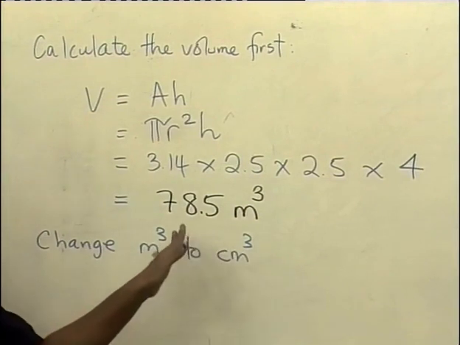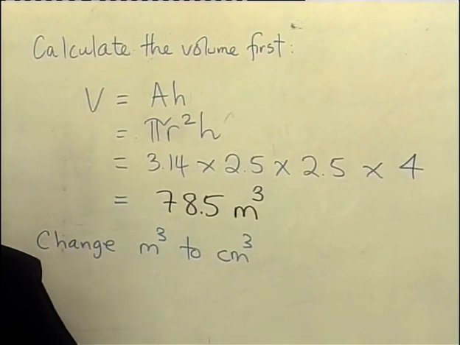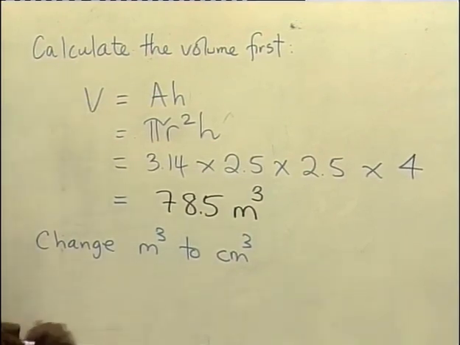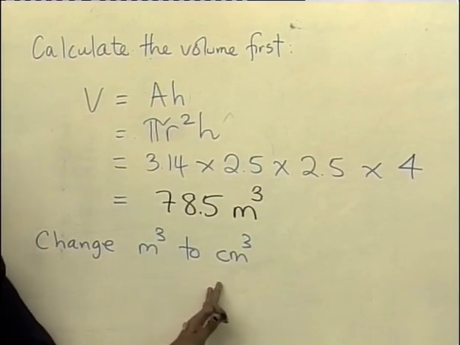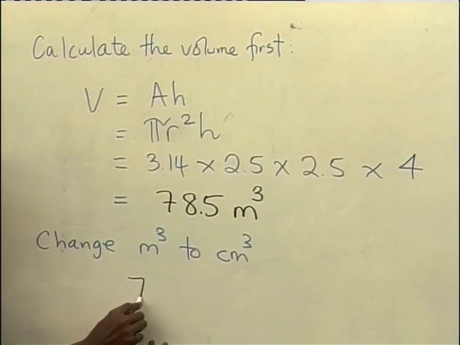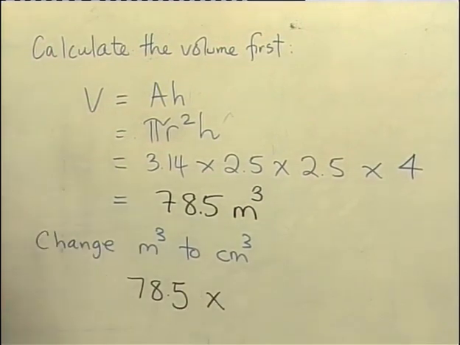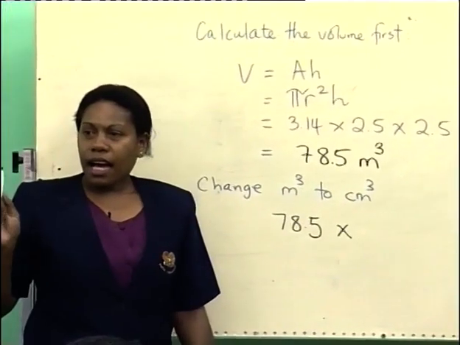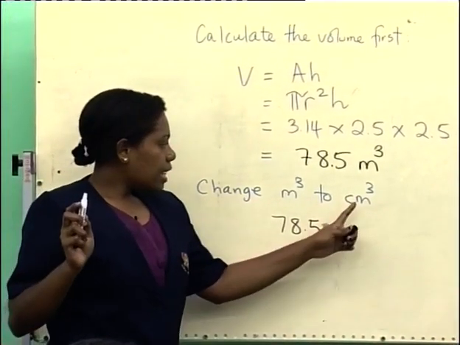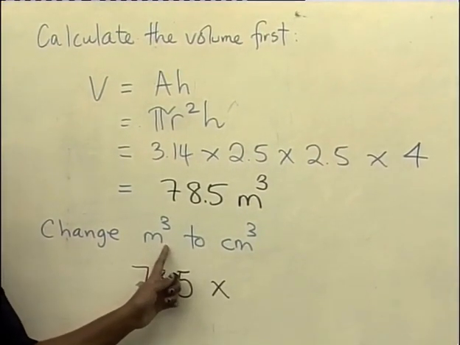But like I said, we are going to change this into cubic centimeters. So what are we going to do? Change cubic meters to cubic centimeters. Class, this is what we're going to do: 78.5 multiplied by... how many cubic centimeters is equal to 1 cubic meter?